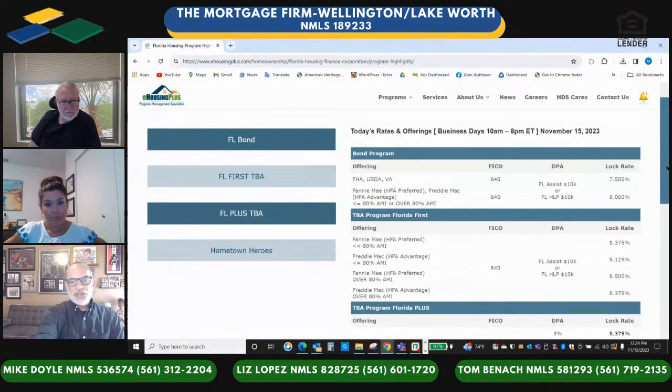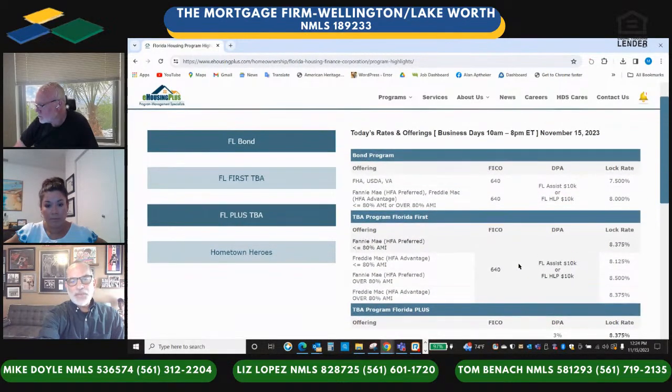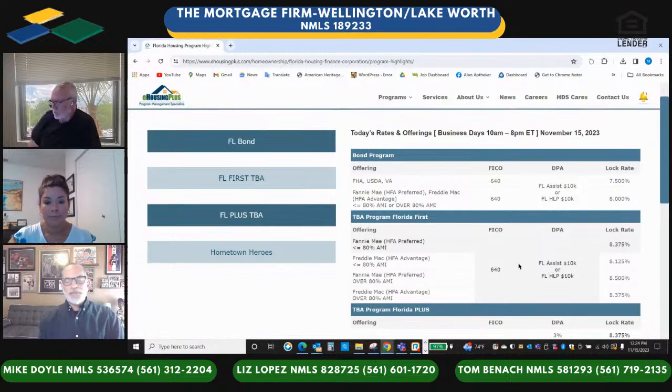If you look on the rate sheet down below, let's go to the section that says TBA program, Florida First. You see where it says greater or less than 80%. That has to do with the area median income. Did I say that right, guys? Yep. Area median income. So that's what will determine the median income for the county that you're looking to purchase in.